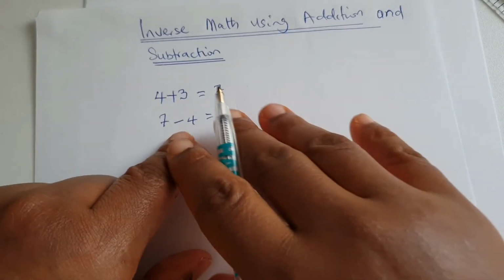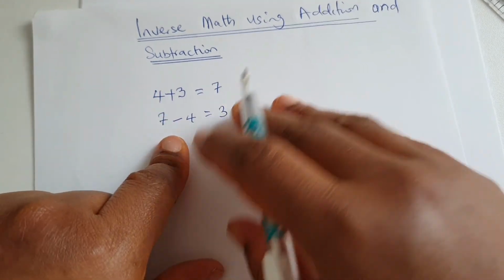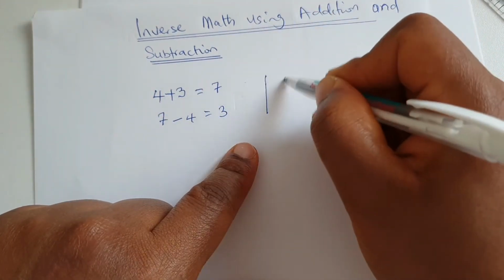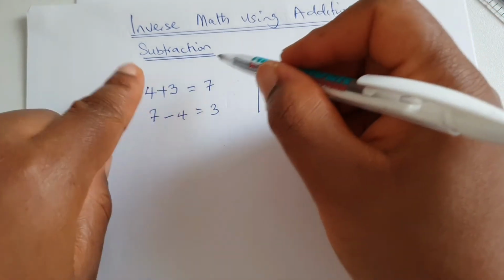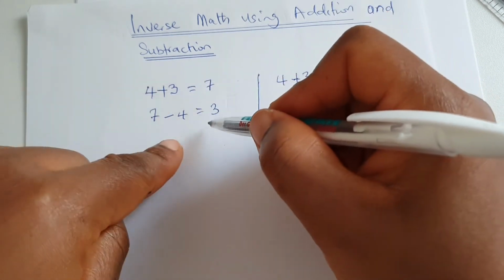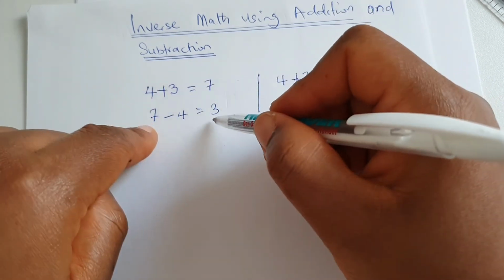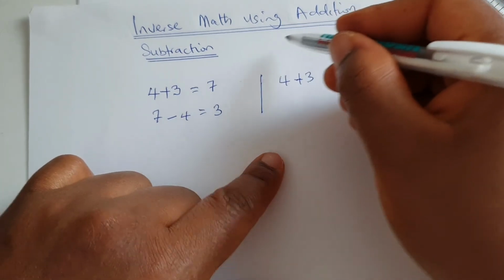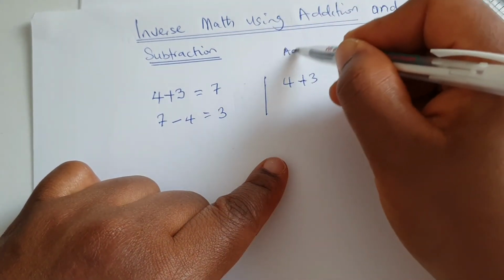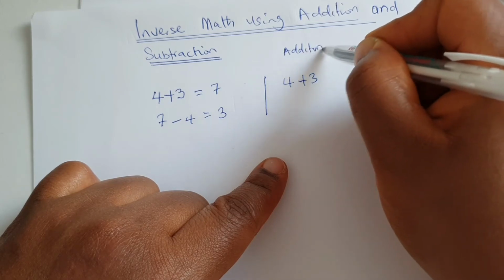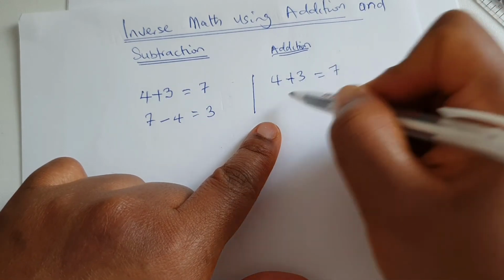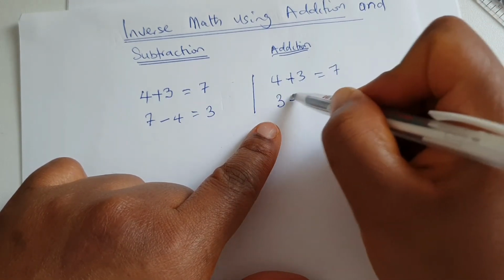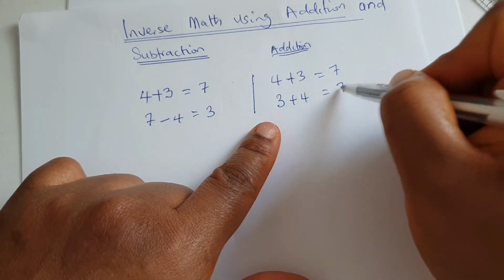Okay, there is another way of doing it. You can as well do 4 plus 3. To inverse this is inversion using plus and minus, using addition and subtraction. This is inversion using only addition. Okay, then here you have 4 plus 3 is equal to 7. Then you will inverse it: 3 plus 4 is equal to 7. Okay, then I will make a line.